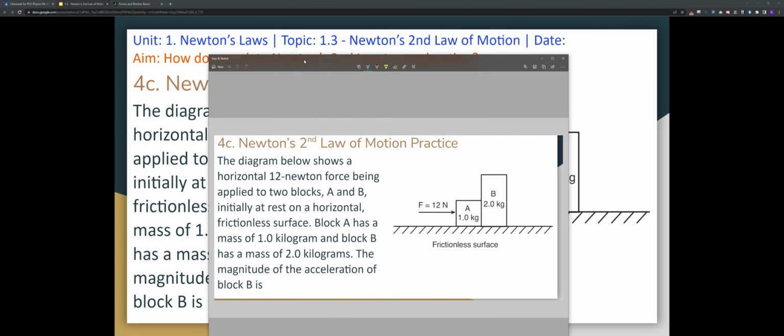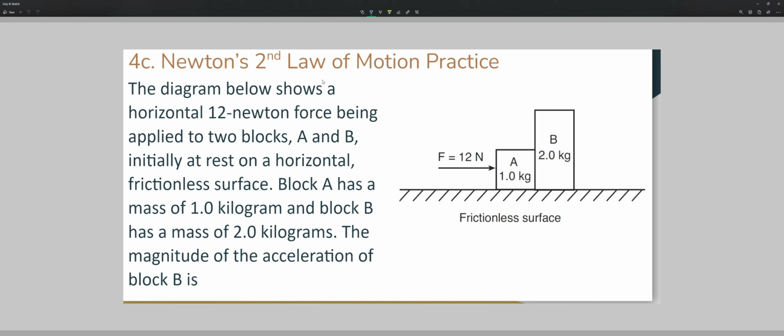Let's do 4C. The diagram below shows a horizontal 12 Newton force being applied. So my applied force here is 12 Newtons.